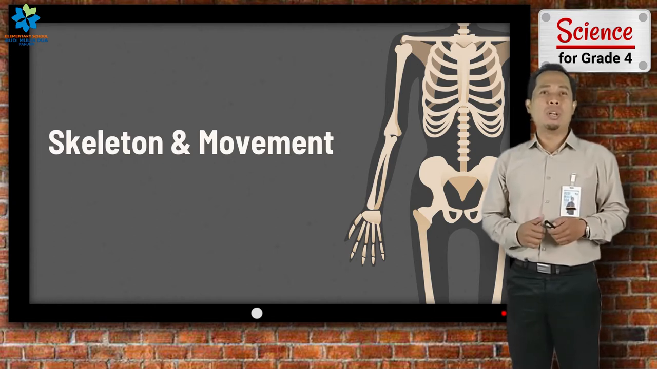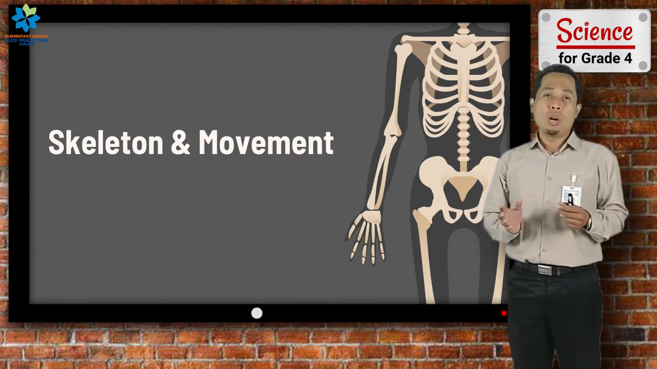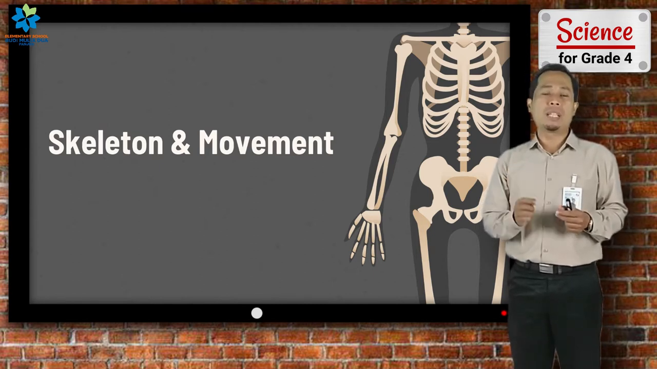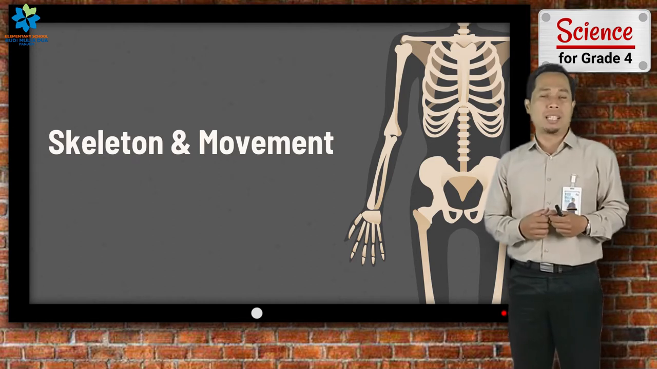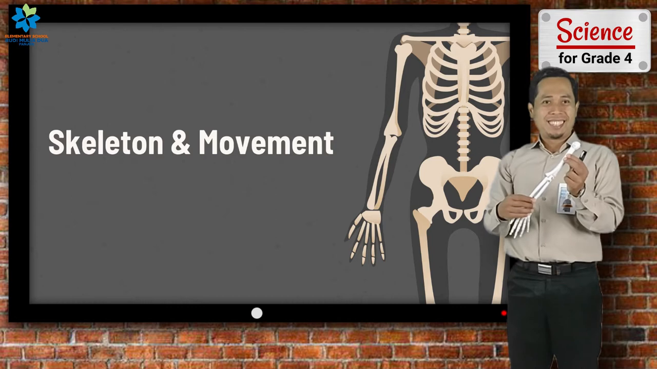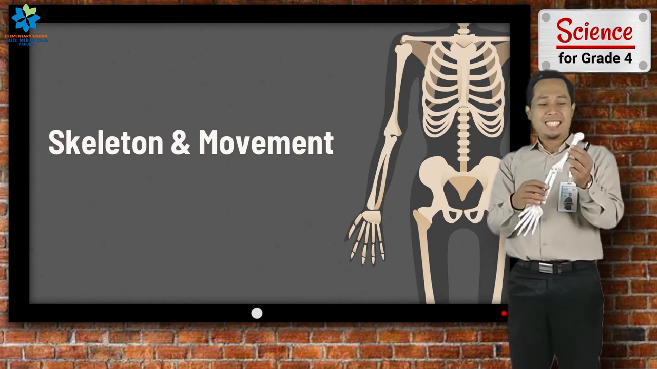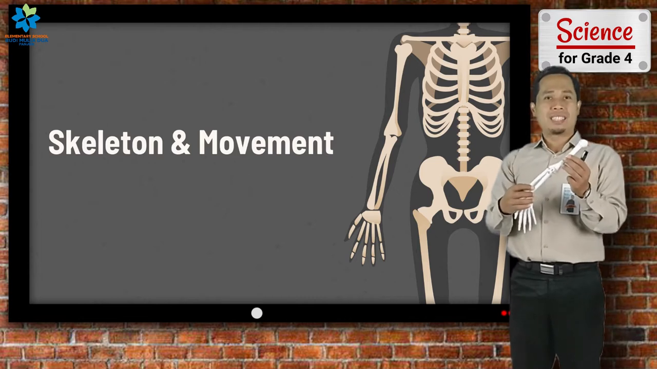Today we are going to learn about skeleton and movement. As we know, at the beginning of this semester, we had learned about skeleton. We had learned that there are a lot of bones in our skeleton. Can you guess what bone it is? This is a humerus and this is ulna and radius.